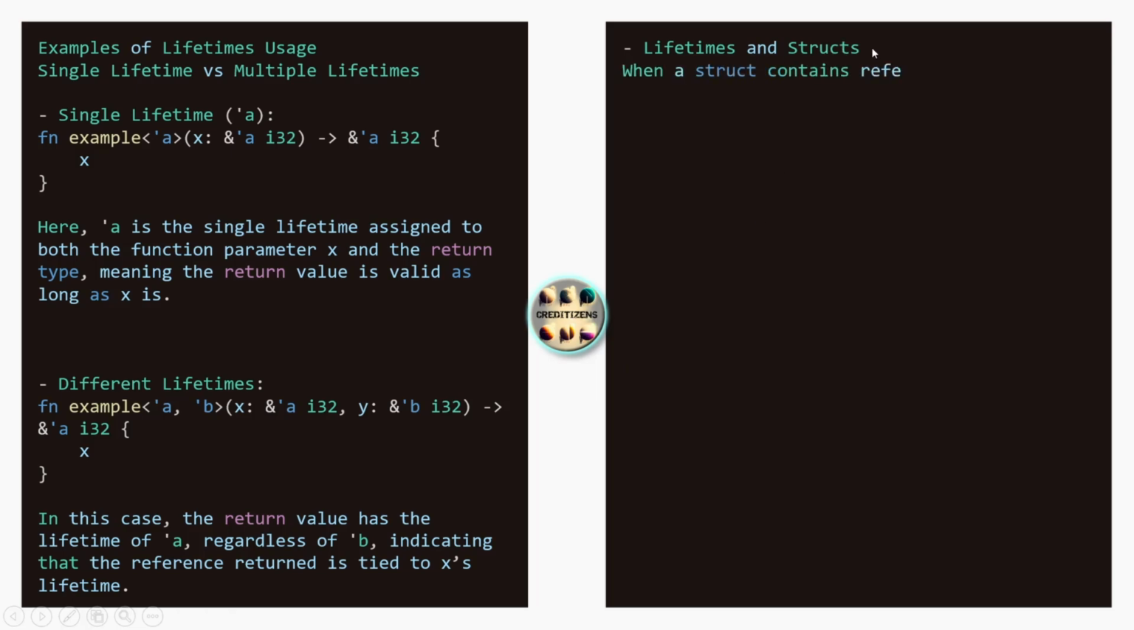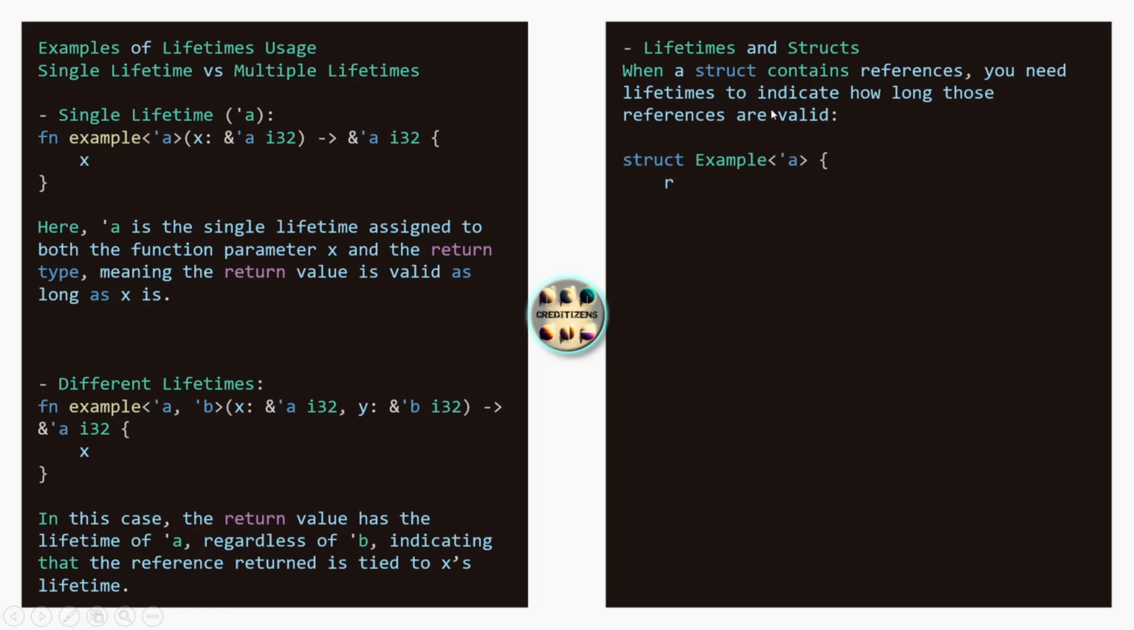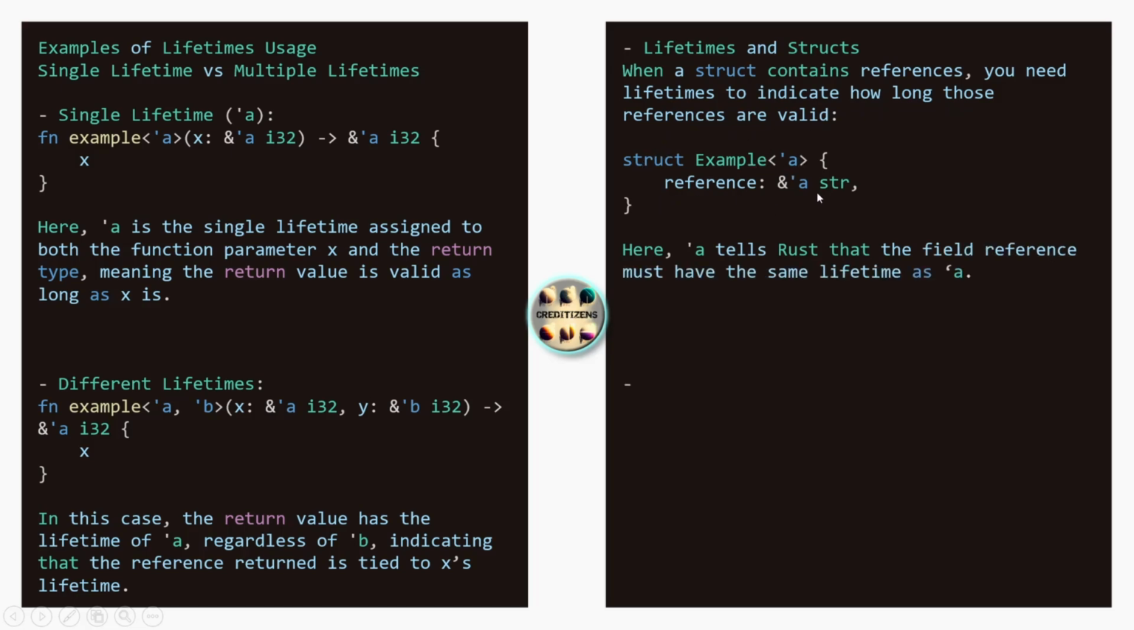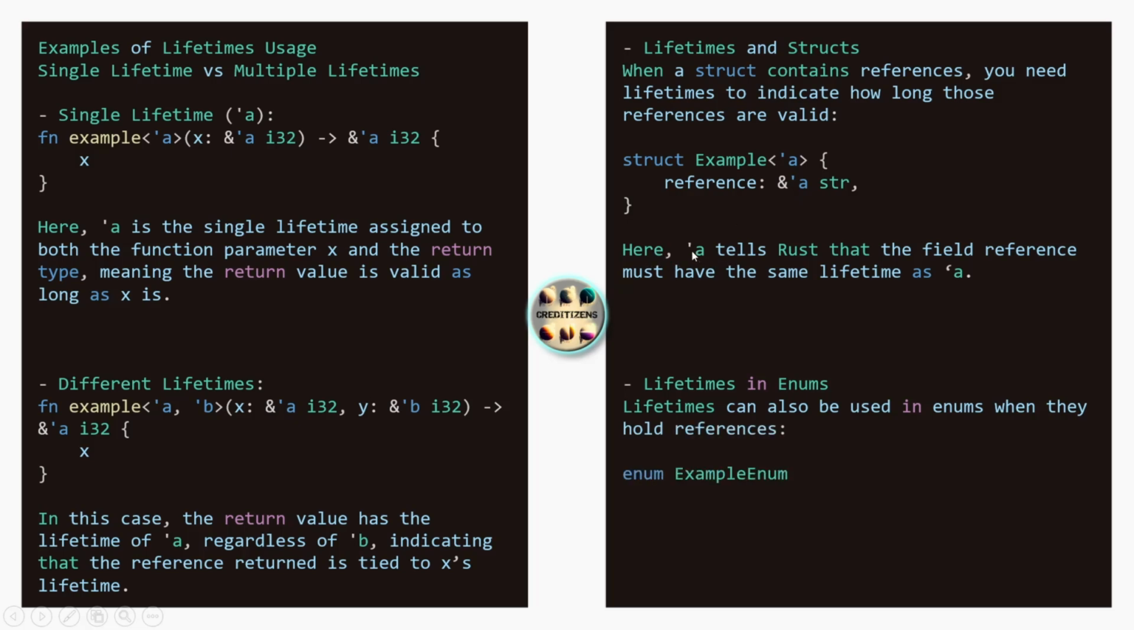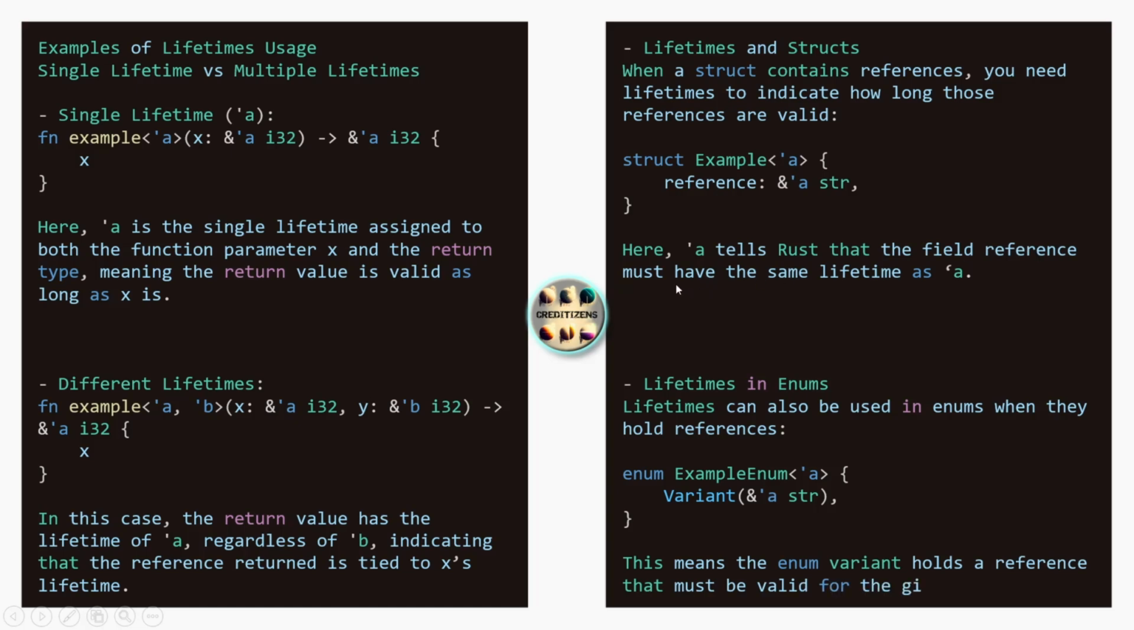Lifetimes and structs. Here it was a function, and here we're going to see the struct. When a struct contains references, you need lifetimes to indicate how long those references are valid. In the struct example, we put a lifetime A, because we have a reference, and we use this lifetime to say how long it will be valid. This notation, the single quote A, tells Rust that the field reference must have the same lifetime as single quote A.